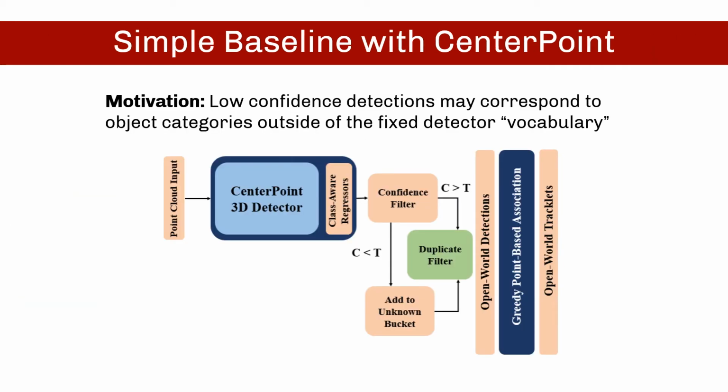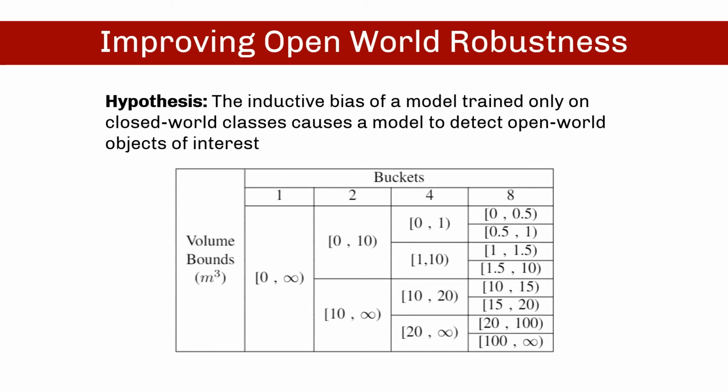We start our exploration of open world MOT by establishing a simple baseline using a state-of-the-art detector and tracker method known as CenterPoint. CenterPoint is trained in the traditional closed world paradigm, meaning that it's unable to detect and track unknown objects. So in order to create a baseline for the open world, we simply threshold the output of the CenterPoint detector such that predictions below a certain confidence value are assigned to be unknown objects. And the motivation here is that low confidence detections may correspond to object categories outside of the fixed detector's vocabulary.